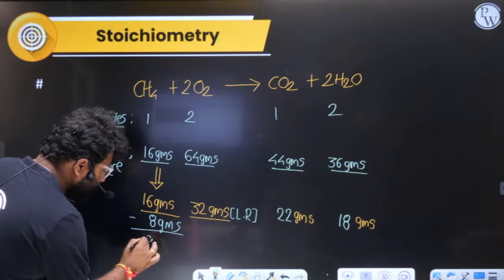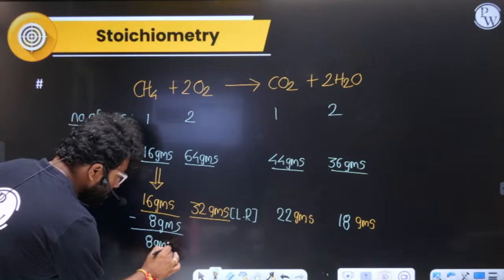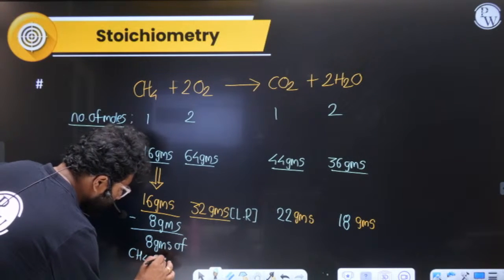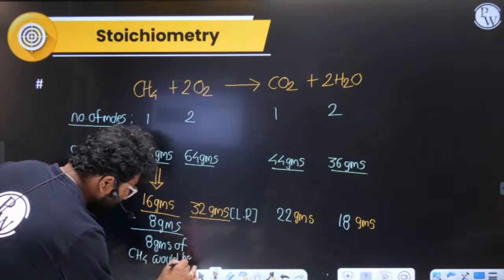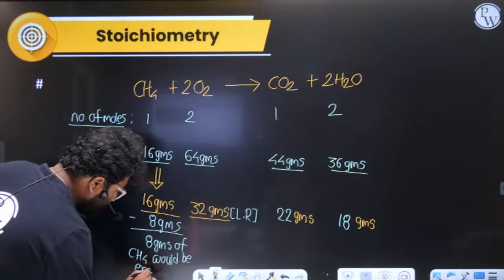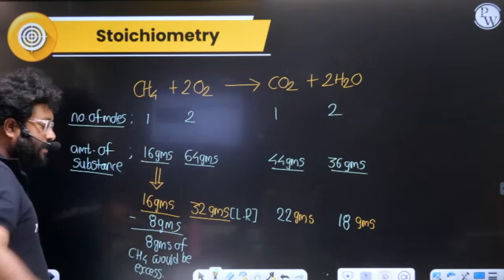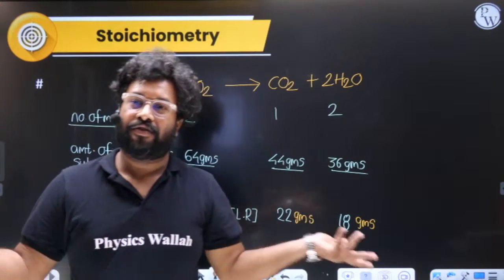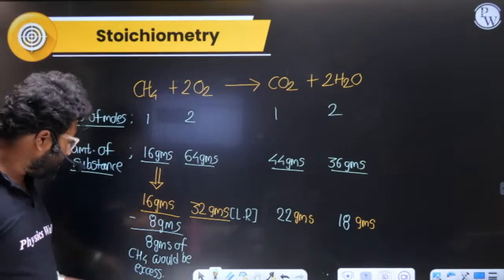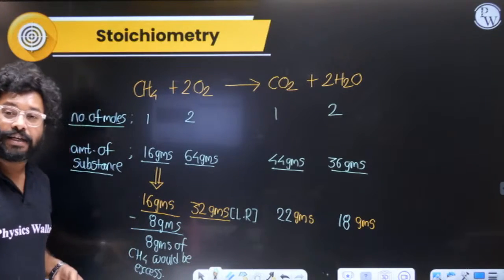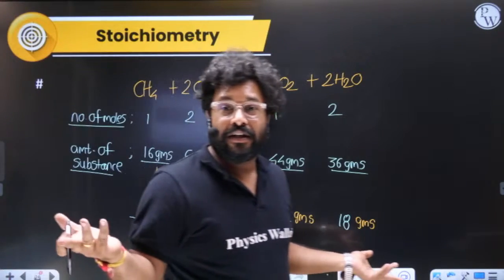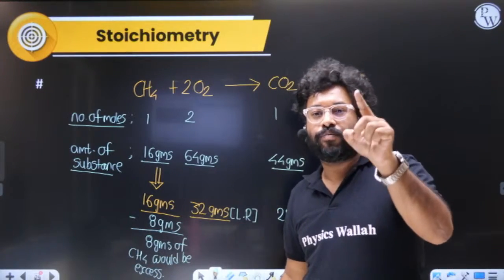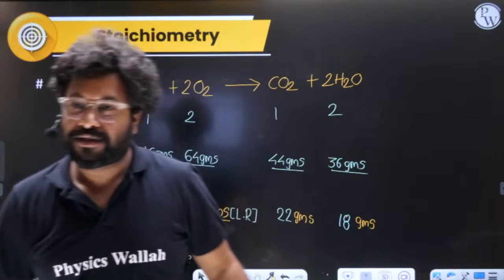And the remaining 8 grams of methane would be in excess. So 32 plus 8 is 40. 22 plus 18 is 40. So basically you are left with 8 grams of excess methane. That's how this limiting reagent and stoichiometry concept works.